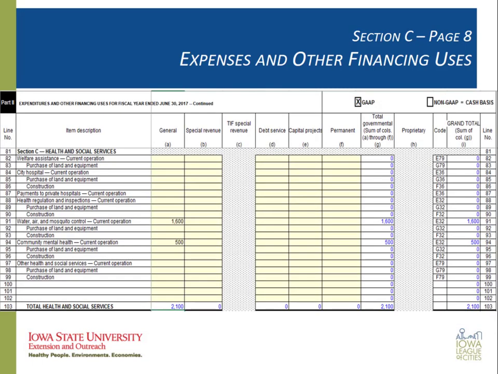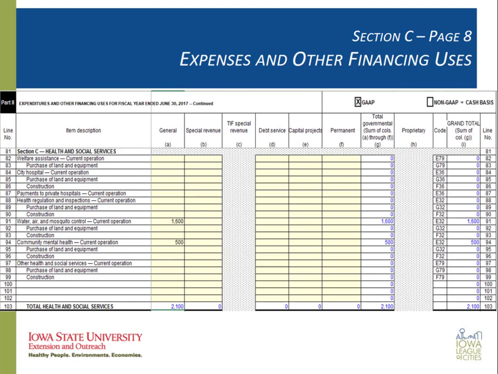The whole report is only 13 pages, so you are now over halfway. Section C talks about health and social services. For many cities, the only thing that may be reported on this page might be mosquito control on line 91. Be careful when you read line 91 where it says water, air, and mosquito control. It does not mean water like your water utility. It is not for the proprietary fund. It is something that would be purchased out of general fund to take care of water, air, or mosquito control.